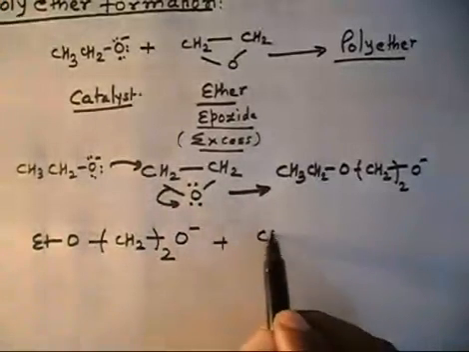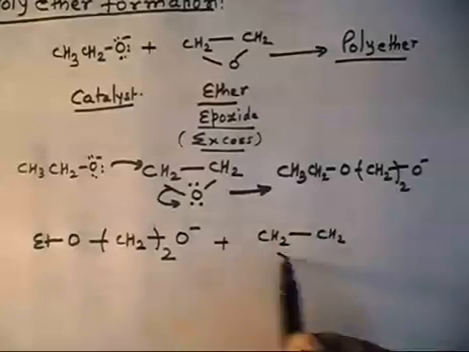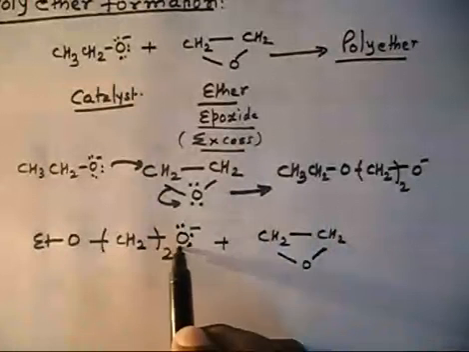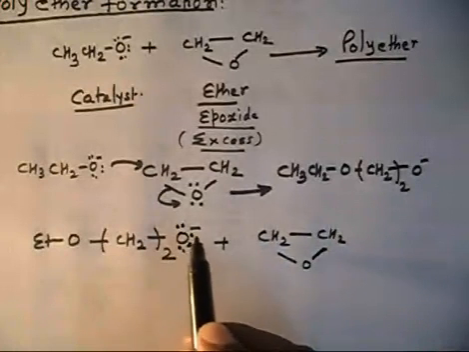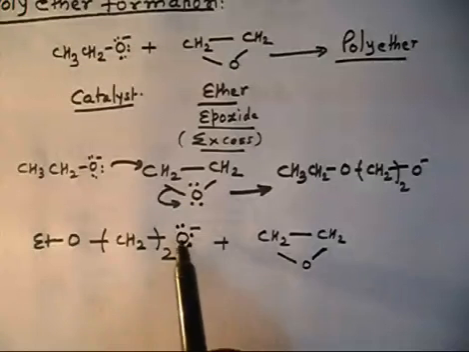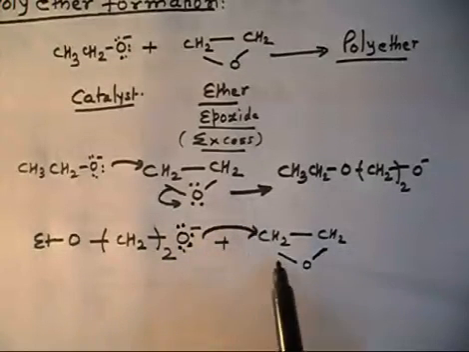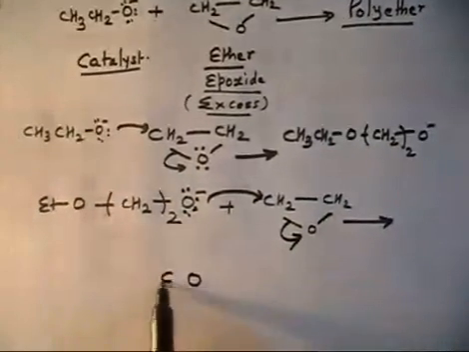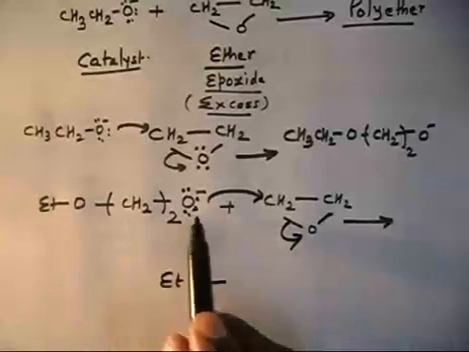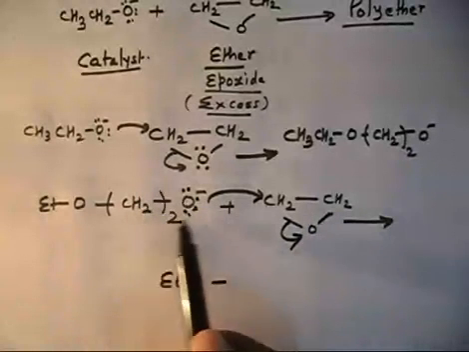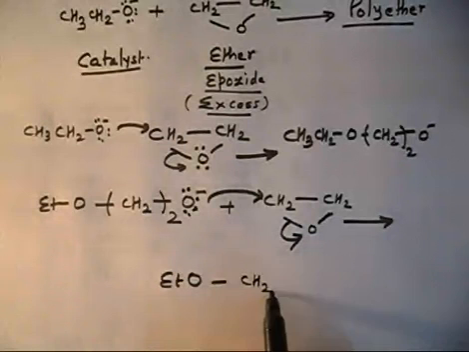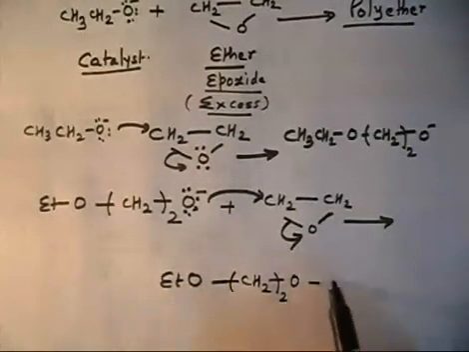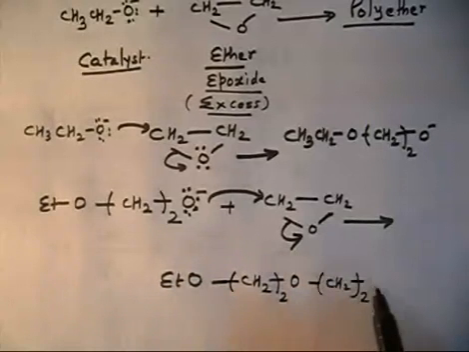Now we can add the same thing again on the epoxide ring. This is basically called base-catalyzed ring opening. In basic conditions, the nucleophile has a minus charge, so the ring opens up and the oxygen attacks. So what you will have next is OEt, then CH2 twice O, and then again CH2 twice O minus.